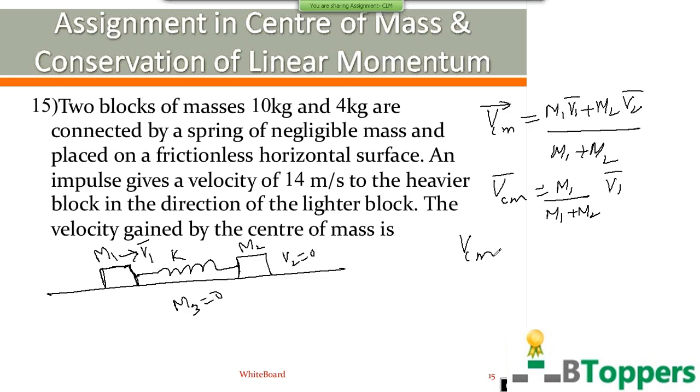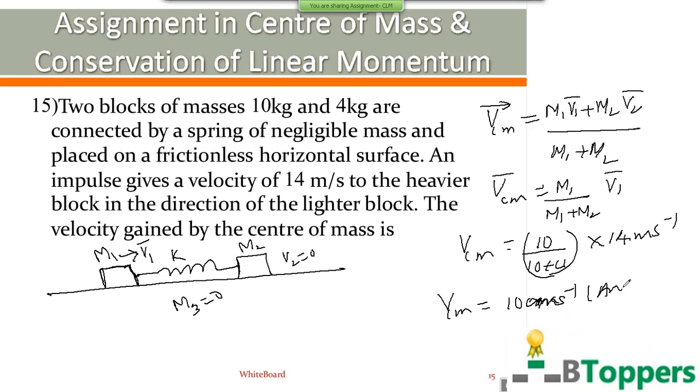So the magnitude of the velocity of the center of mass: m1 is 10 kg here, m2 is 4 kg. The velocity gained by the first mass just after the impulse is given to it is 14 meter per second. So the velocity gained by the center of mass, you get 10 meter per second. So the answer is 10 meter per second towards the right, or in the direction of the velocity given to the first mass. But during the subsequent motion, the velocities V1 and V2 will be changing, but the velocity of the center of mass remains constant during the subsequent motion.